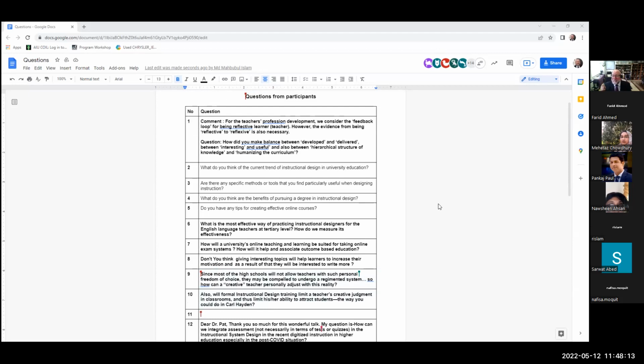Yes, you do need to, in the classroom, monitor and adjust, right? You have to adjust to things, especially, I would say maybe not so much at the university level, although that can happen, but oftentimes in K-12 education, things happen quickly, kids have trouble, there are issues, and you've got to deal with it. How did you make the balance between developed and delivered, between interesting and useful, and also between a hierarchical structure of knowledge?